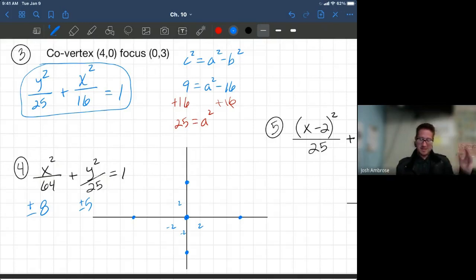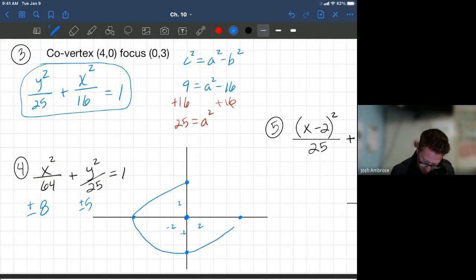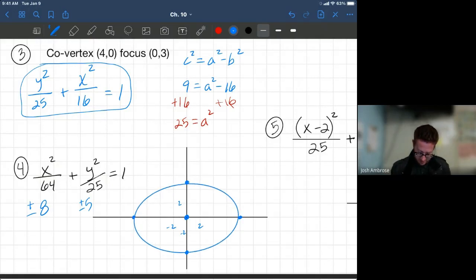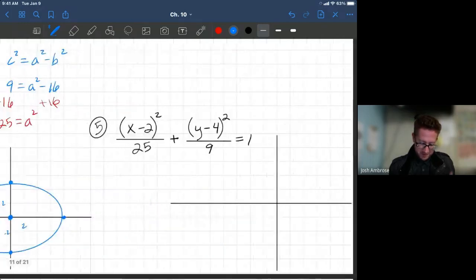All right, this is going to make our ellipse. And I'm going to attempt to connect all of these points and see if Mr. iPad here can help bring that perfect. All right, good enough. There we go. That is our ellipse. Quick, direct, easy way to graph it. All right, let's do it again.